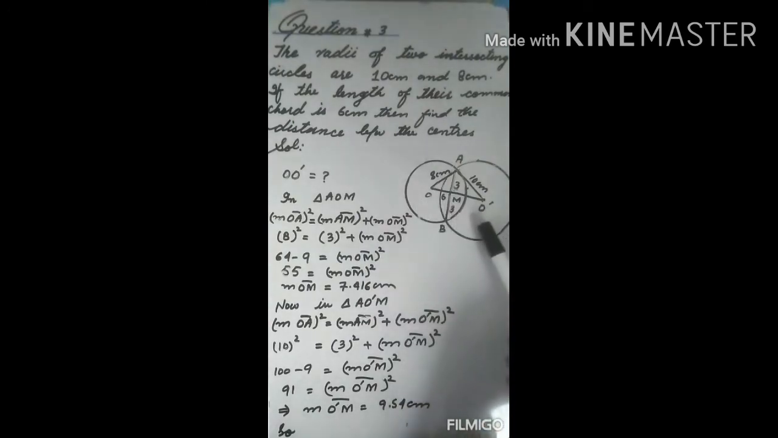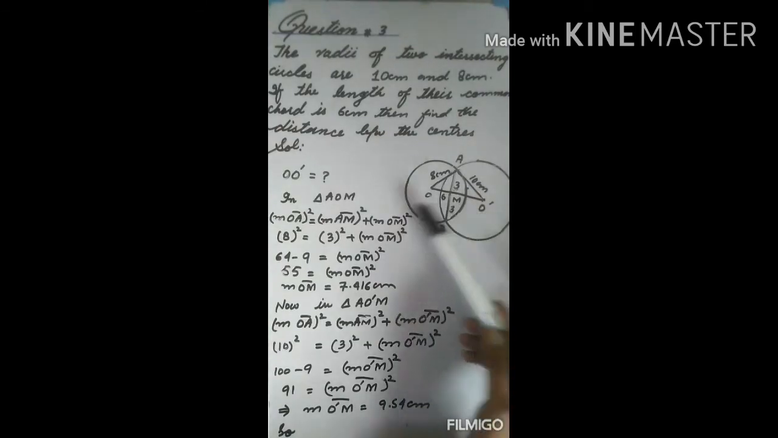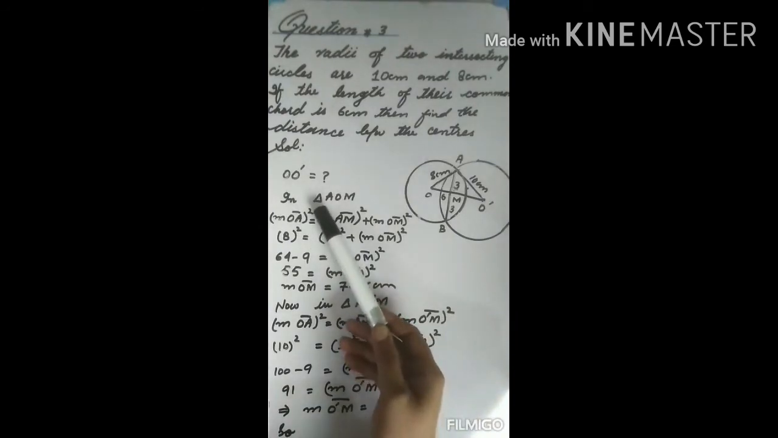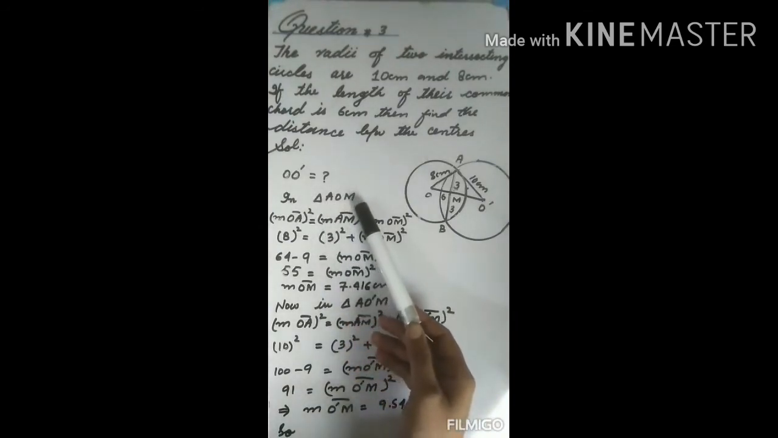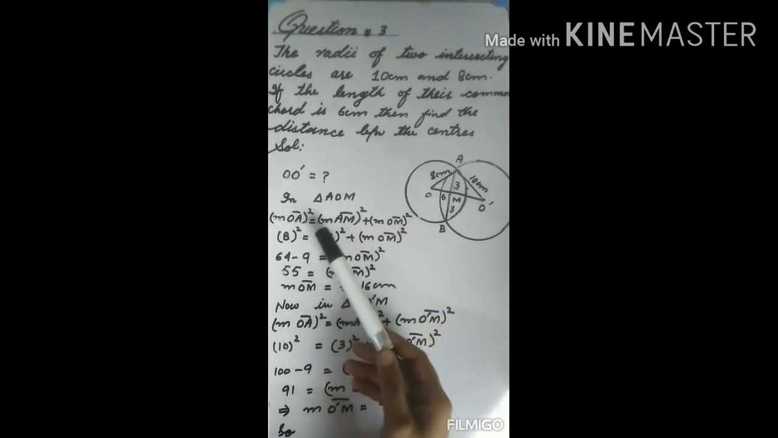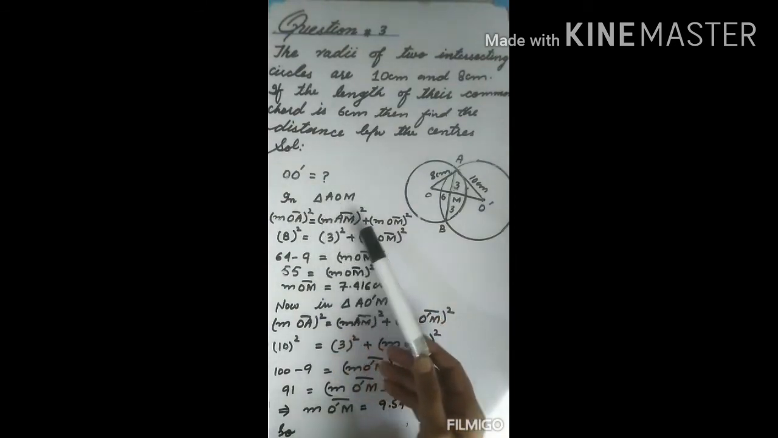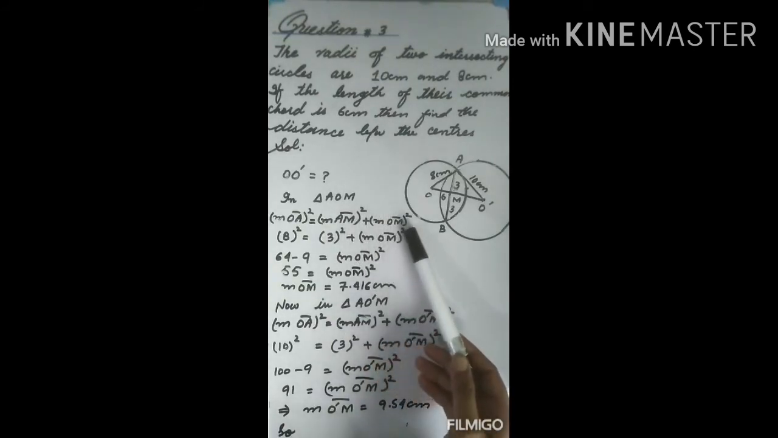For the sake of OO bar, firstly we have to find OM and MO bar. With the help of triangles, by using Pythagoras theorem, we can find out the distance OM and MO bar. So firstly, I will take one of the triangle, AOM. In triangle AOM, I will use Pythagoras theorem, that is hypotenuse square is equal to perpendicular square plus base square. Here perpendicular is AM and base is OM.